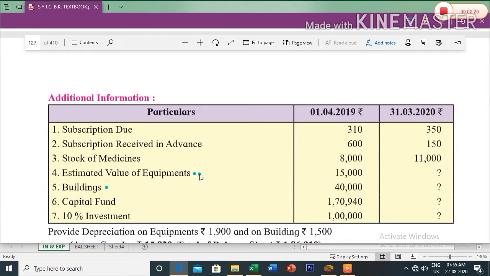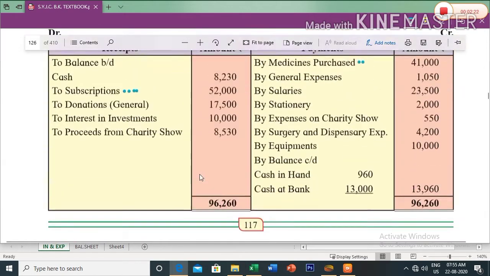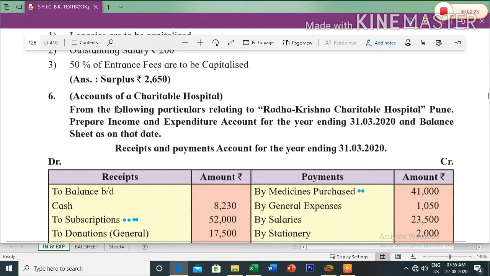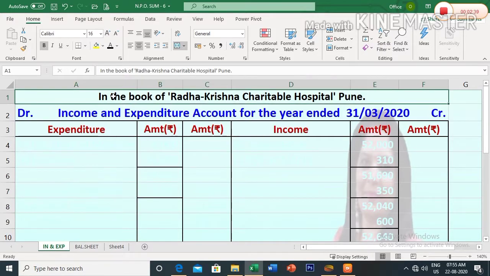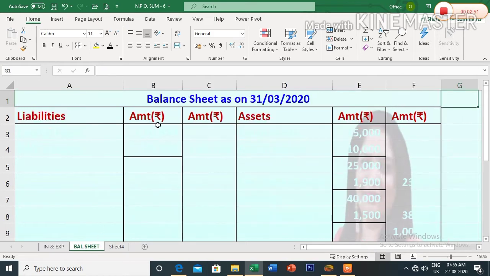Okay, let's start with the sum. Here the heading is from the following particulars relating to Radha Krishna Charitable Hospital, Pune. So our heading will be in the books of Radha Krishna Charitable Hospital, Pune. So in income and expenditure account, first we have to write the heading: in the books of Radha Krishna Charitable Hospital, Pune. Income and expenditure account for the year ended 31st March 2020 and balance sheet as on 31st March 2020.